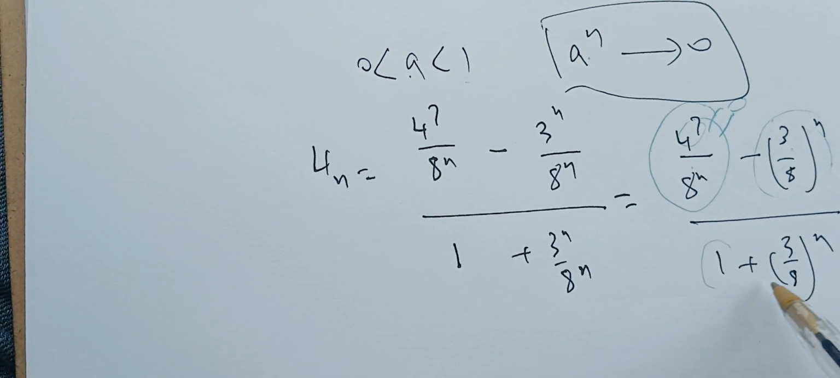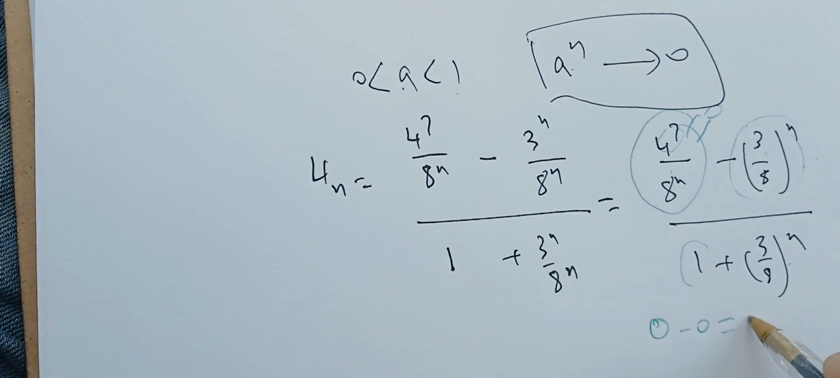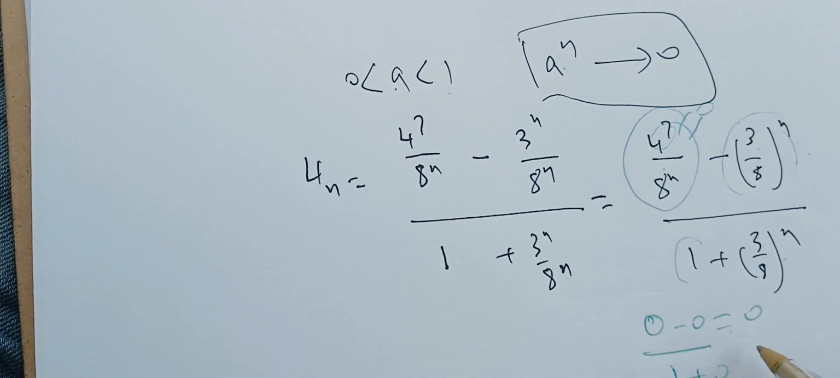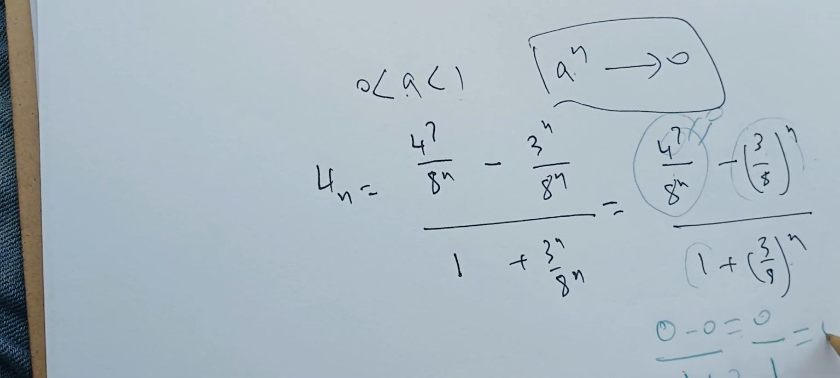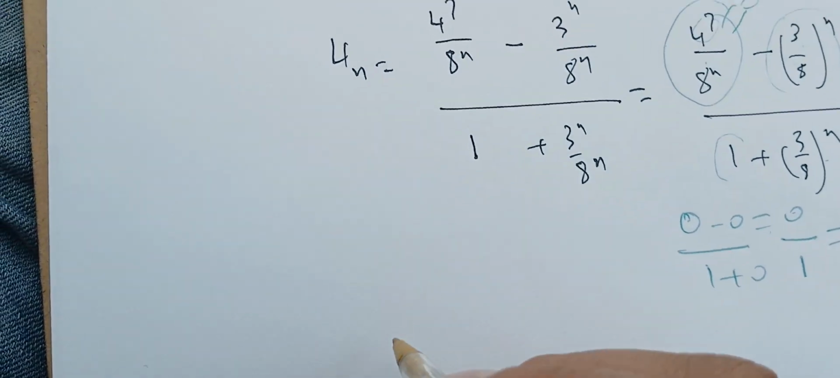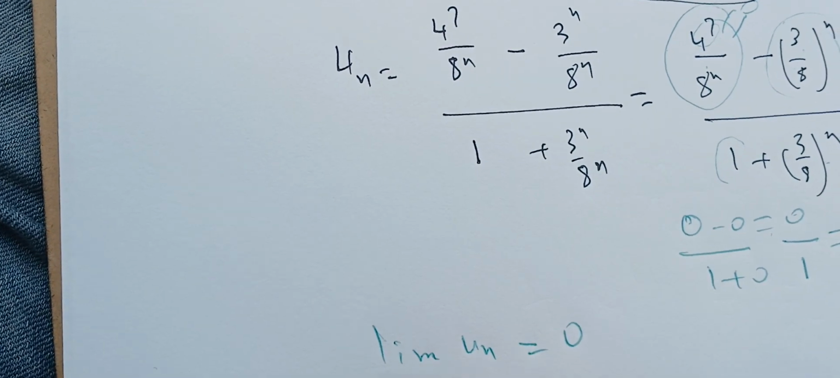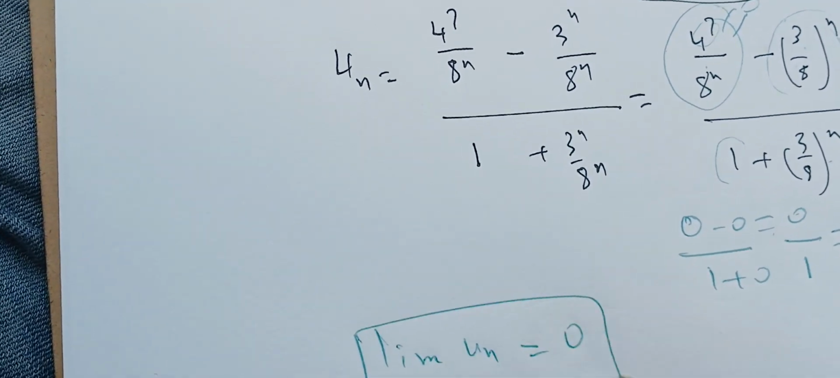Here we have 1 plus 0. So basically we have 0 minus 0, which is 0, over 1 plus 0, which is 1, so 0 over 1, which is 0. Okay, so this tells us that the limit of u_n is 0 as n goes to infinity.